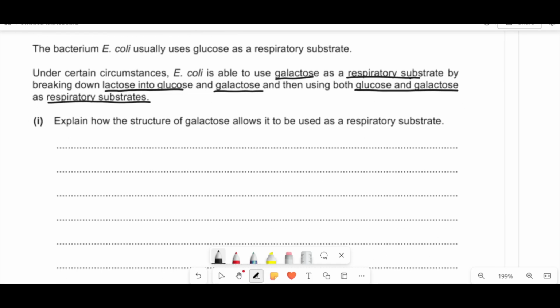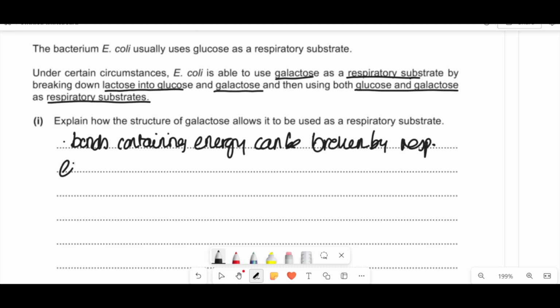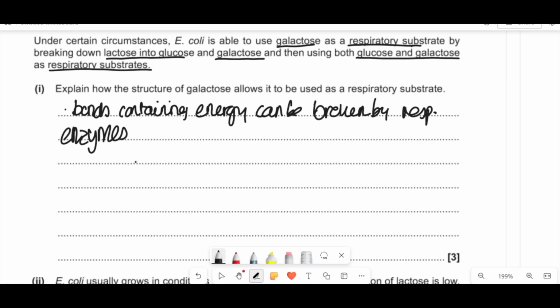So the idea here is that we're going to be using it to break down bonds and stuff like that, right? Which are going to allow it to be phosphorylated and so on. So immediately, one thing we can say is that because it's similar structurally, it must have similar bonds which contain energy. So the bonds containing energy can be broken by the same respiratory enzymes. Because if you want to do glycolysis on it, for example, you're going to have to have the enzymes to do it.